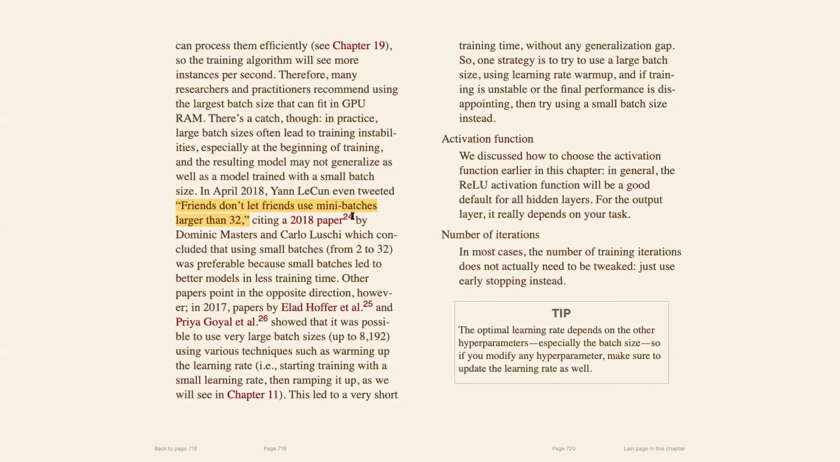Friends don't let friends use mini batch larger than 32. And I think in one of the papers I read, most of the time you can get away with a batch size of 32. I think this has something to do with batch normalization as well. I read somewhere that 32 seems to be standard. However, obviously, it's not 100% for every single problem.